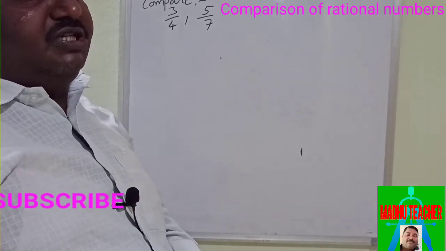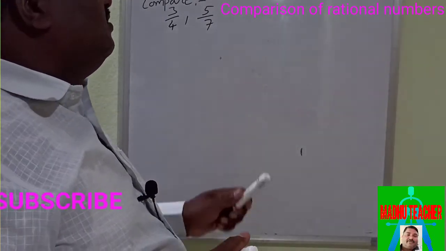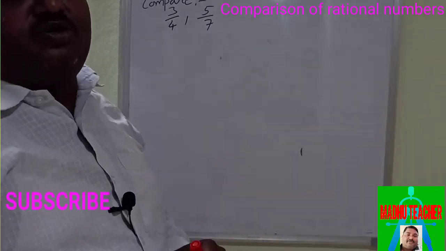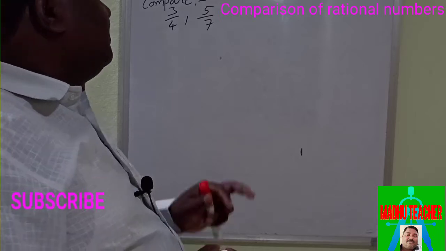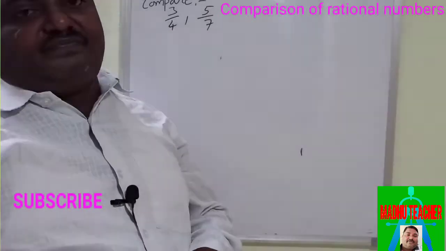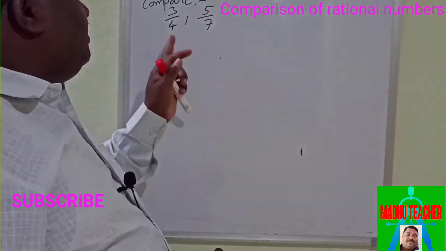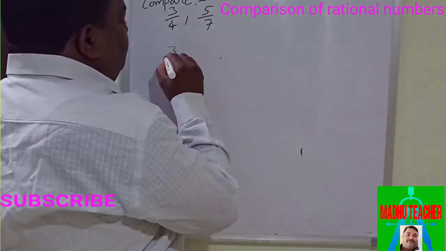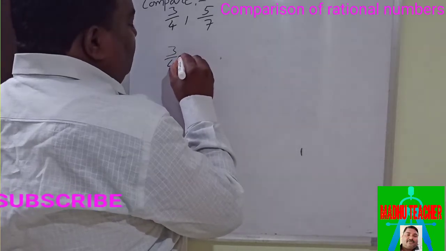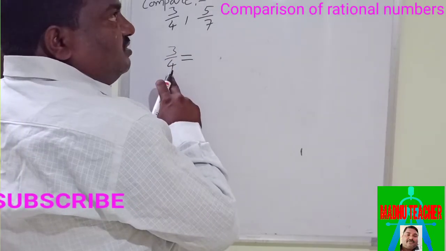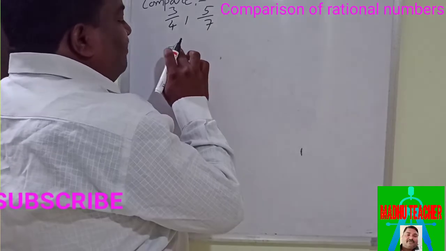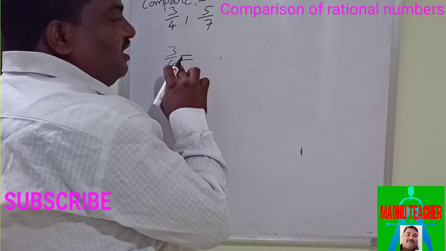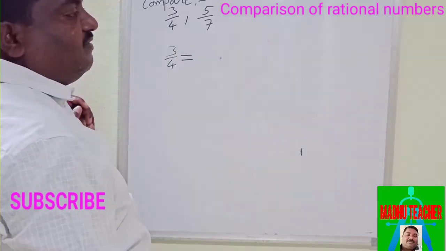Okay, so we are just going to decide which is greater and which is smaller. To compare two fractions, you have to equate the denominators. You have to write equal denominators. How can you write equal denominators? Suppose 3 by 4. First of all, you have to write the equivalent fractions. How can you write an equivalent fraction? By multiplying with a number in numerator and denominator, we can get the equivalent fraction.